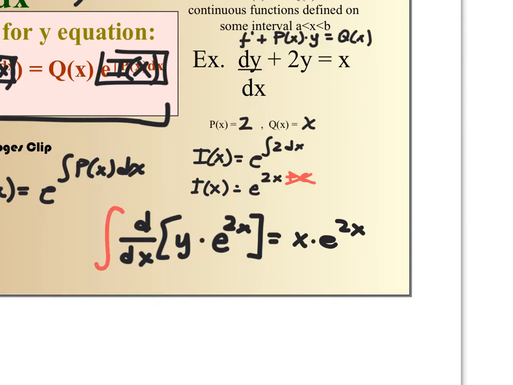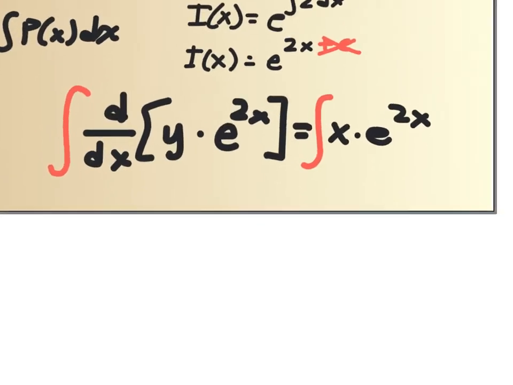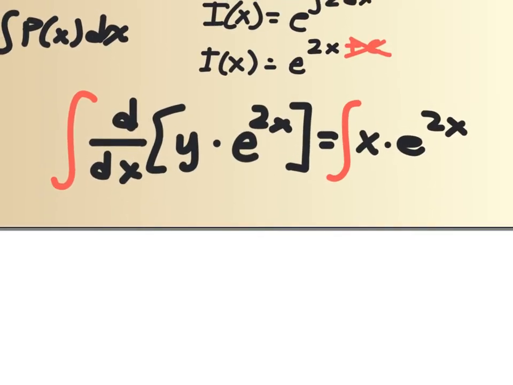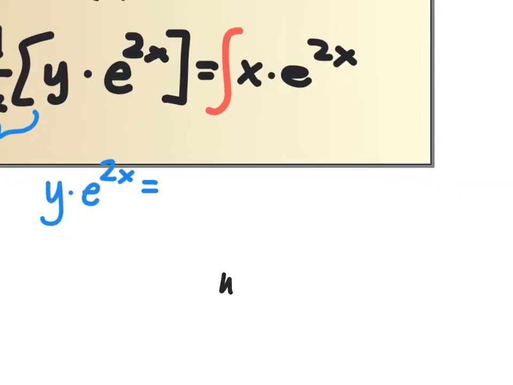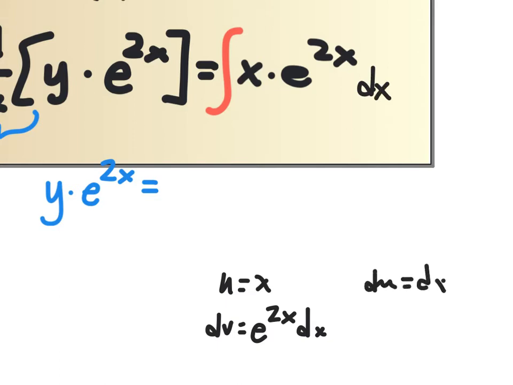I'm going to integrate both sides. Unfortunately, that's going to require some integration by parts on the right side. But if I integrate a derivative, it just comes out to be said thing. So I get this. On the right side, I'm going to have to do some integration by parts. Let's see what that comes out to be here. So I think u will equal x, dv will equal e to the 2x dx. Can't forget my dx on the end there. So du will equal dx, and v will equal 1/2 e to the 2x.